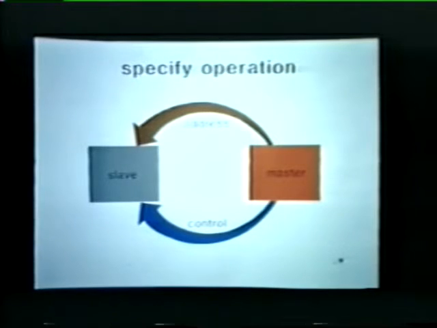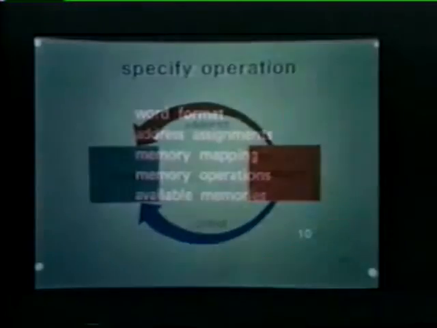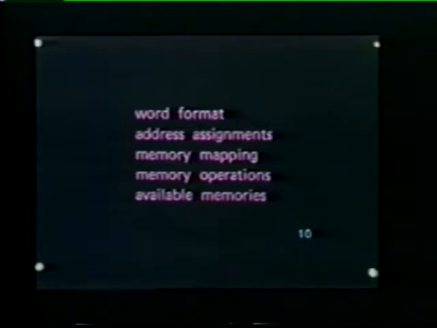performed. Now that we have reviewed some basic concepts, let's look at the major topics to be covered in this study unit. First, we will describe the format of the 16-bit PDP-11 word. Next, we will look at address assignments and memory mapping. We will then examine the various memory operations that can be performed in order to store or retrieve data. Finally, we will wrap up this study unit by describing the types of PDP-11 memories that are available.